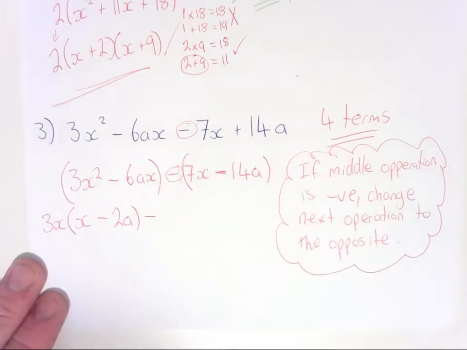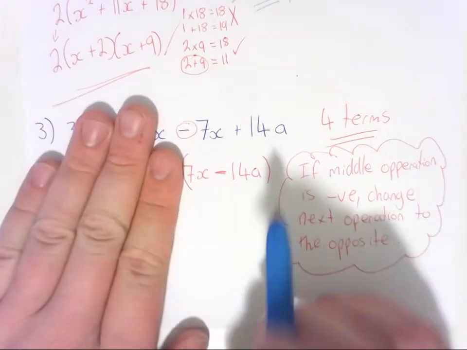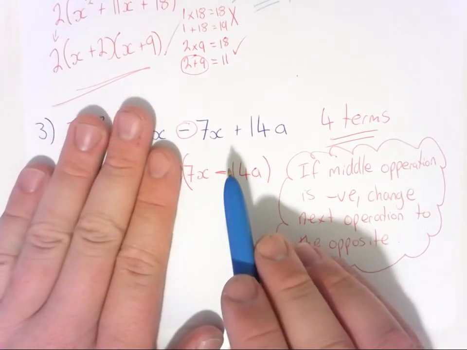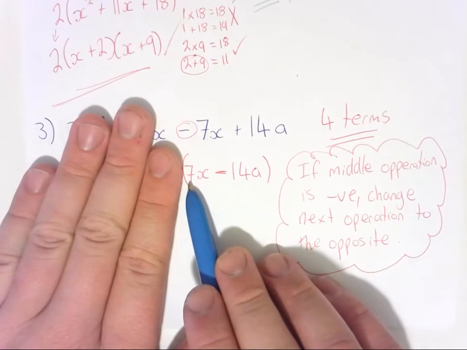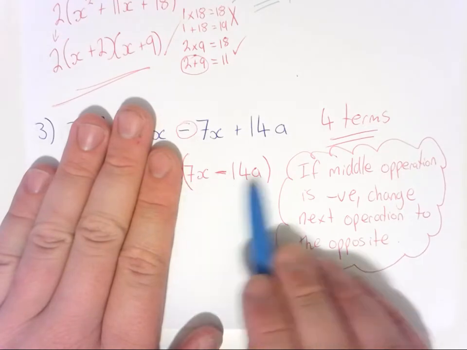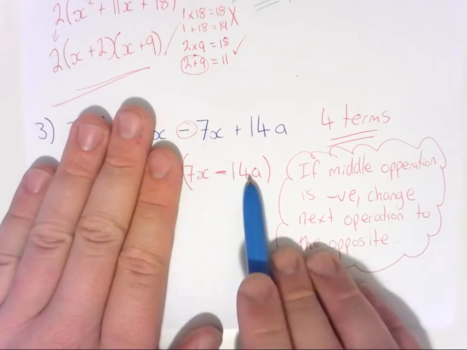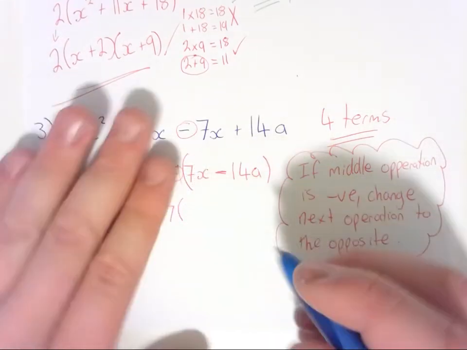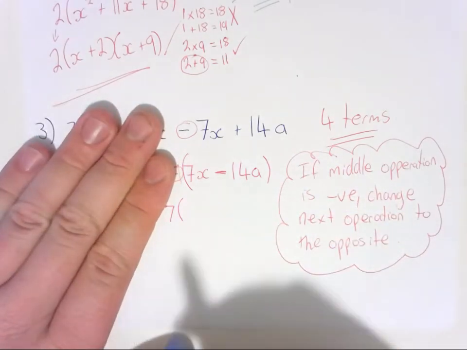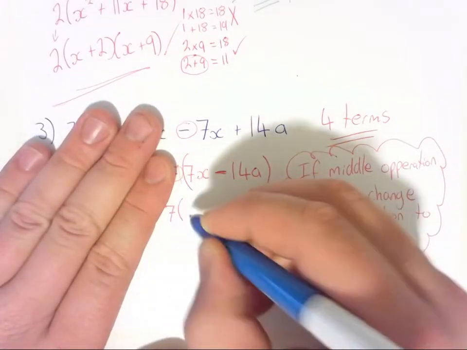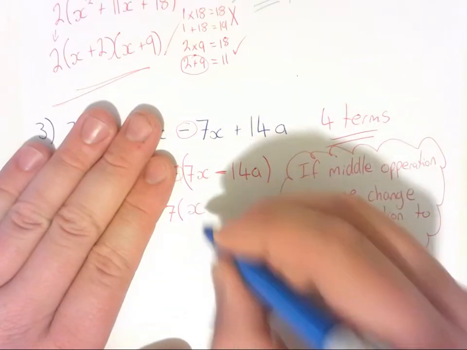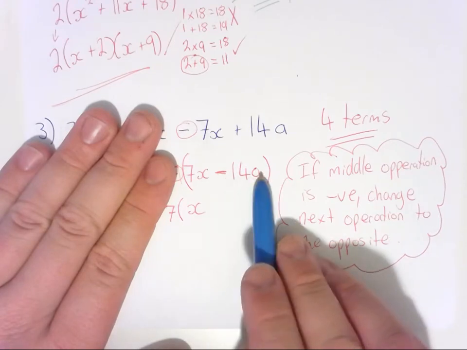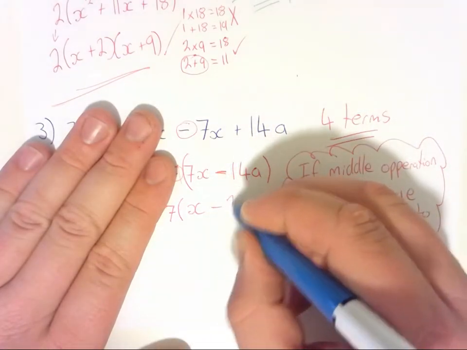Now, again, just look at these brackets. Ignore the sign, ignore the operation for now. What goes into both 7x and negative 14a? The only common factor between those two is a 7. So that comes out here, again ignoring my sign for now. 7 times what gives me 7x? X. 7 times what gives me negative 14a? Negative 2a.